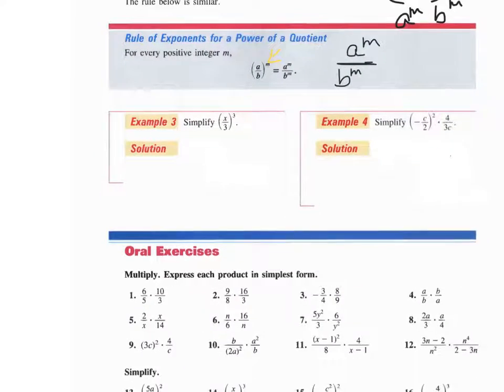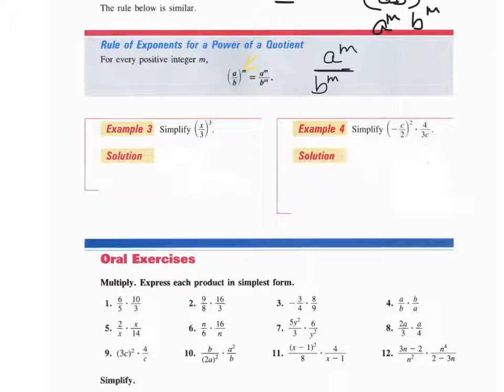So let's go ahead and try example 3. And here it has, we're going to apply the rule of exponents for power of a quotient. So we're going to take this exponent of 3 and we're going to distribute it to both the numerator and the denominator. So this will become x to the third over 3 to the third. And on this one, I can actually evaluate 3 to the third and get 27.